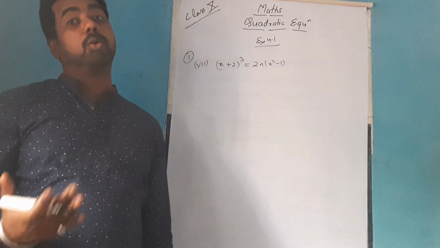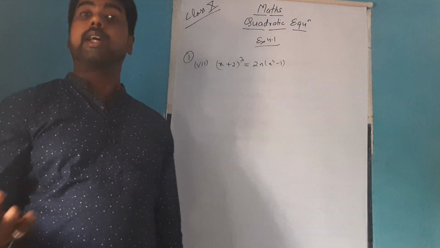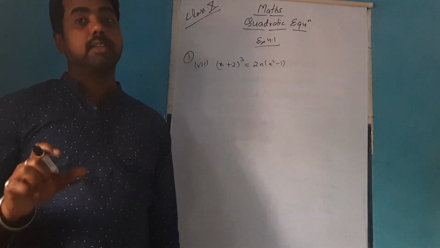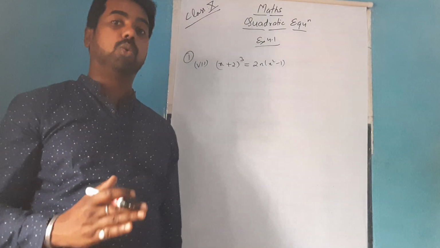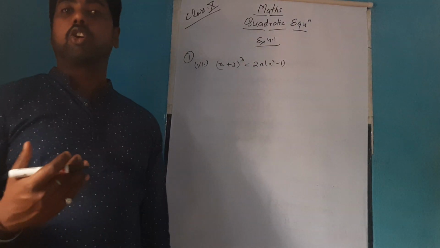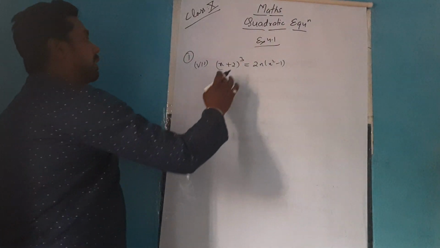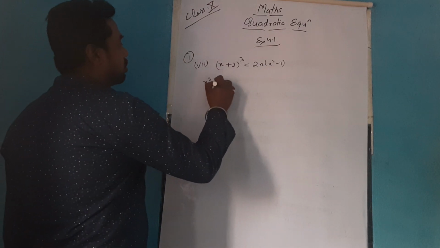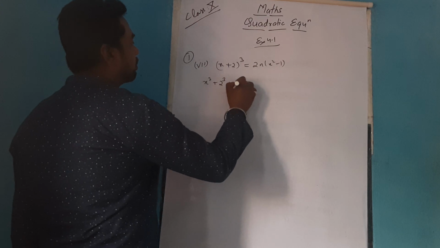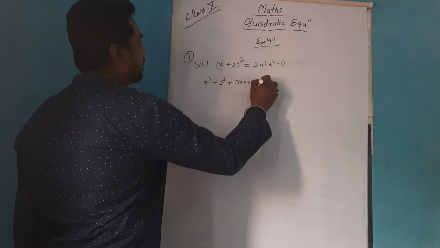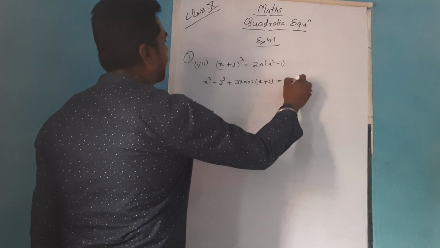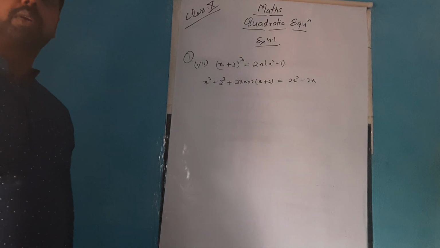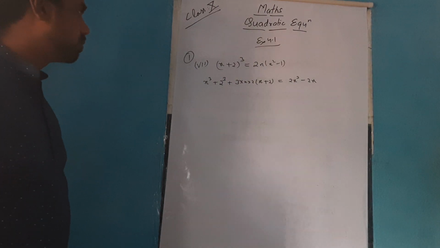If there is a term having more than degree 2 or less than degree 2, then that won't be categorized as a quadratic equation. So you have to see that the highest degree of that particular equation should be 2 only. It cannot be more than that, it cannot be less than that. So let's simplify. We'll open the bracket using (a + b) whole cube, which is a cube plus b cube plus 3ab(a + b). And on the right we just open the bracket: 2x into x square becomes 2x cube and 2x into 1 becomes 2x.